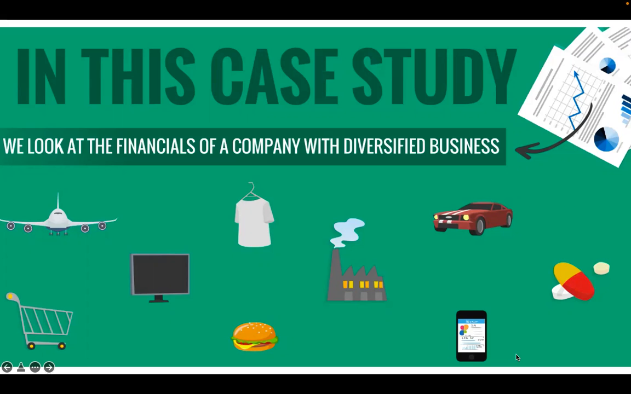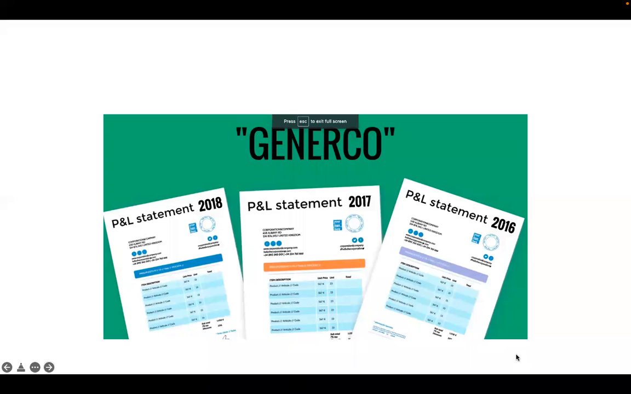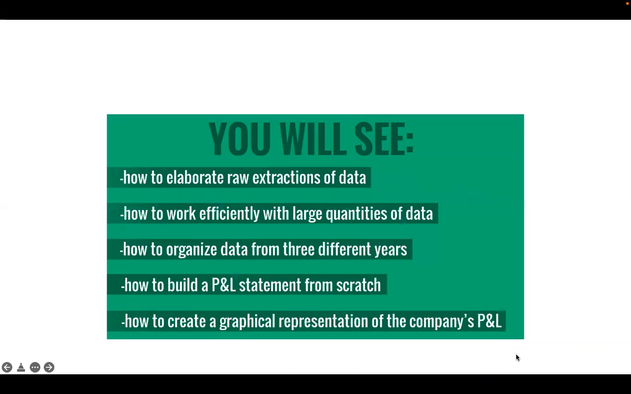What does diversified business mean? It means a business which has various products or services to offer to the ultimate consumers. So for this example, I took a company called Genreco, and the financial P&L statements are given for financial year 2016, 2017 and 2018. So for 3 consecutive years, we have been provided with the P&L statement of the Genreco company.